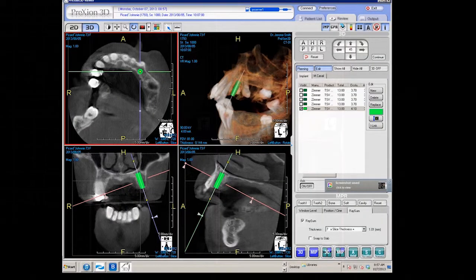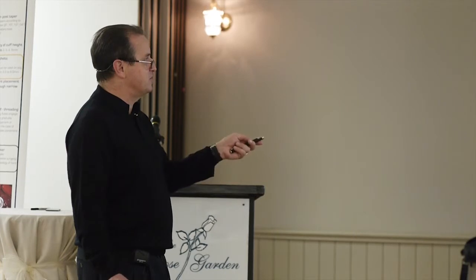Place our implant. So we know that we're going to be selecting a 13 millimeter length, 4.1 millimeter diameter. So if you order an implant, you can figure out ahead of time what you need, and basically just go through the whole treatment plan using that scanner.